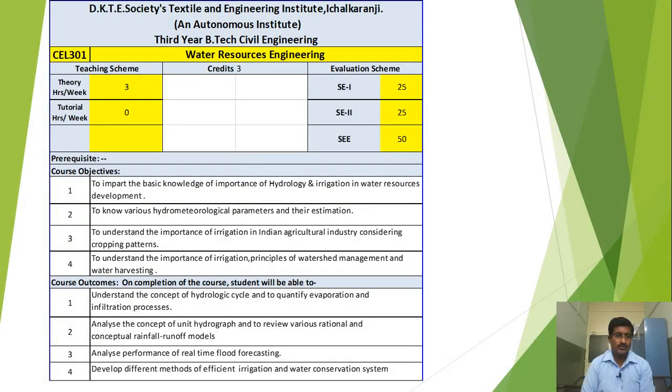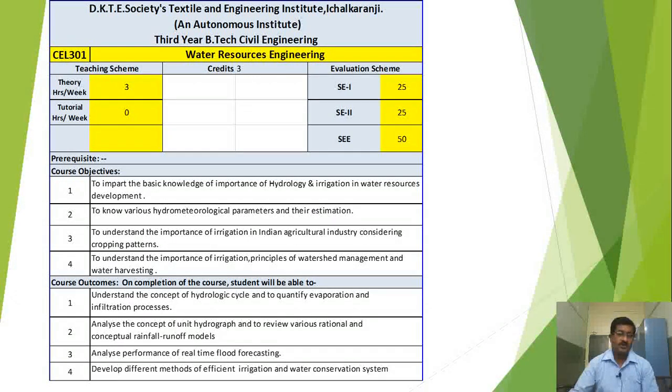So, what are the course objectives of this subject? First one is to impart the basic knowledge of the importance of hydrology, irrigation and water resources development. Second is to know various hydrometeorological parameters and their estimation. Third is to understand the importance of irrigation in the Indian agriculture industry considering the cropping patterns. Fourth one is to understand the importance of irrigation, principles of watershed management and water harvesting.